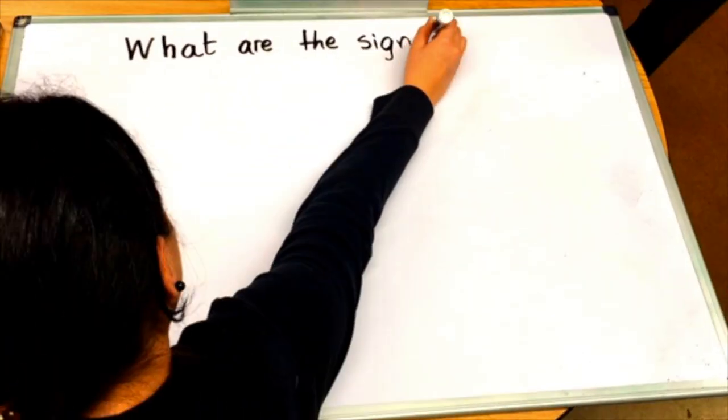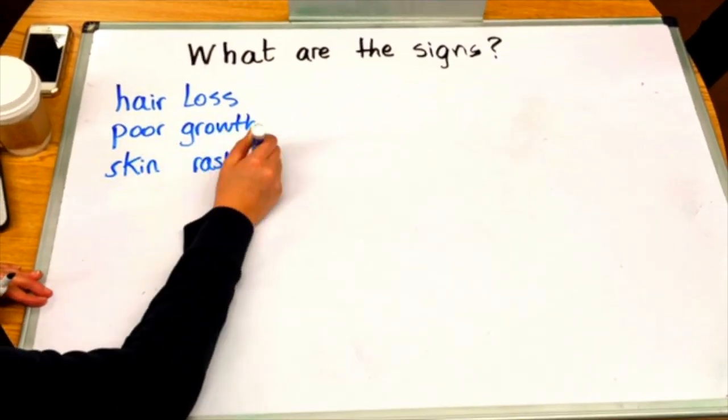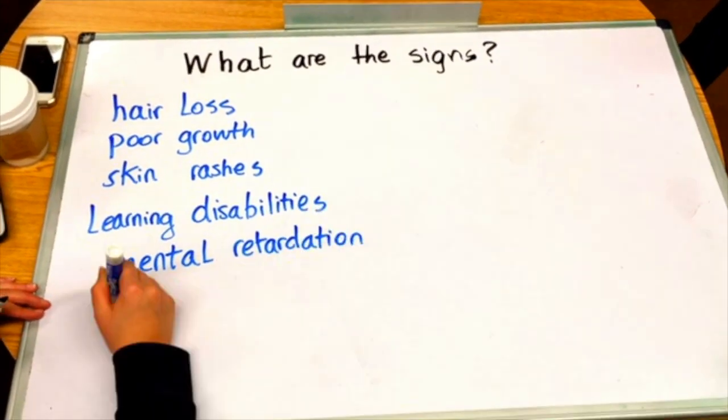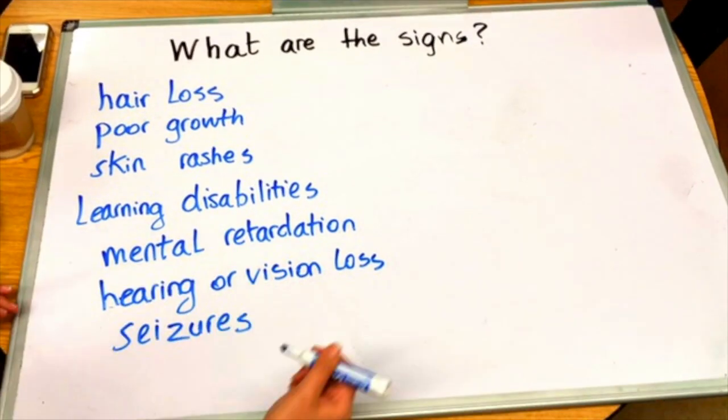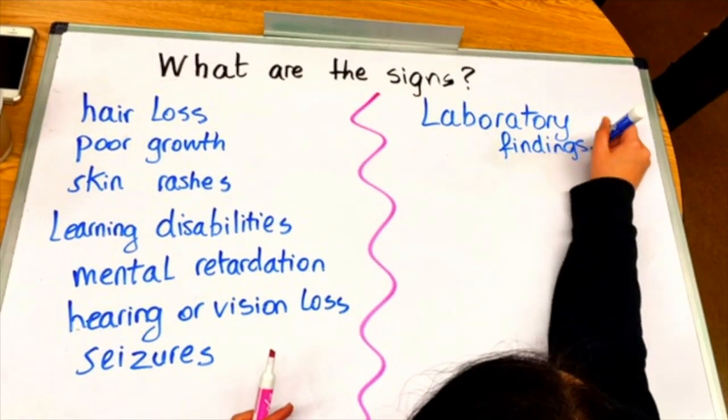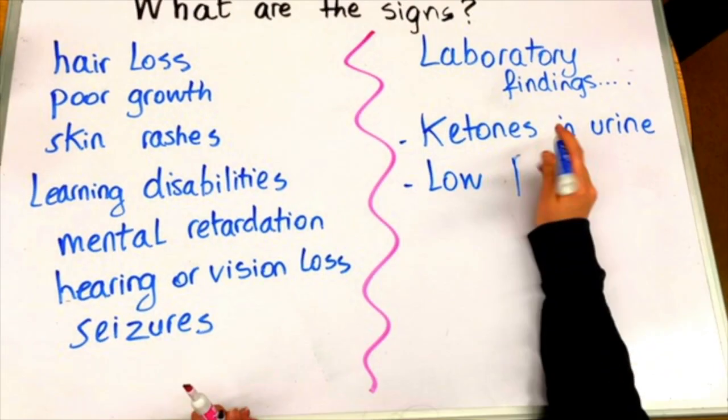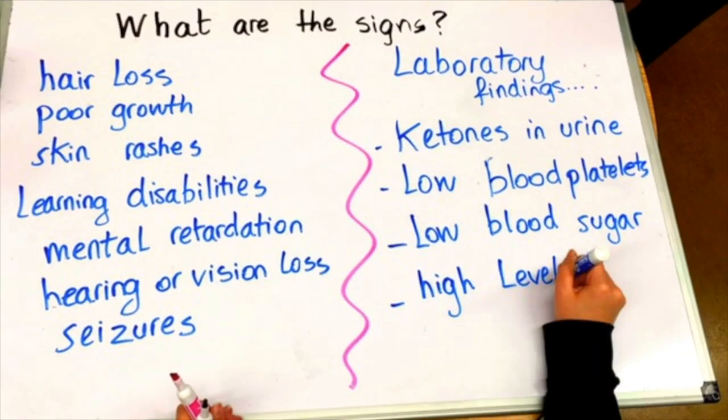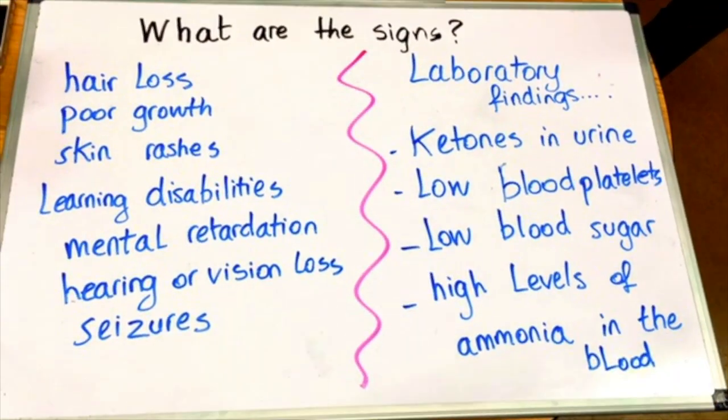What are the signs? The signs include hair loss, poor growth, skin rashes, learning disabilities, mental retardation, hearing or vision loss, and seizures. Some laboratory findings include ketones in the urine, low blood platelets, low blood sugar, and high levels of ammonia in the blood.